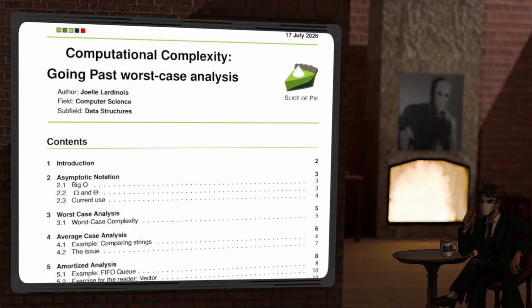Okay, so hello everyone. I'm Joelle. I just wrote a paper on complexity analysis in computer science. And today I will be trying to present it in a less mathy and a less rigorous way.